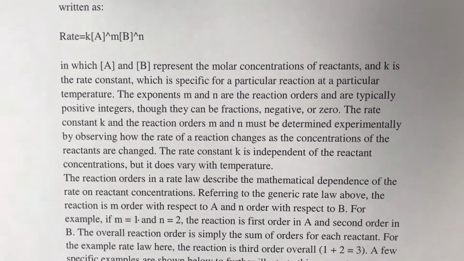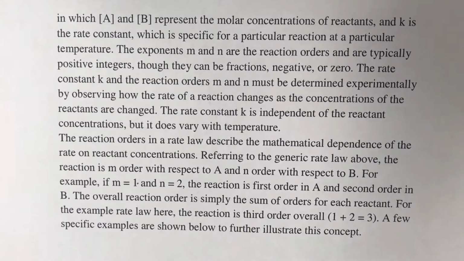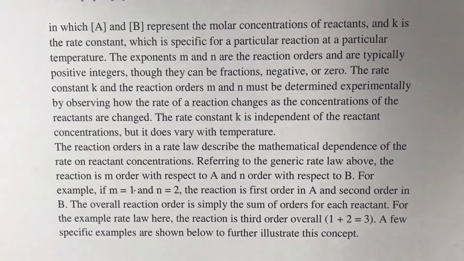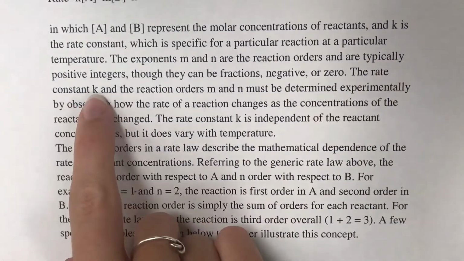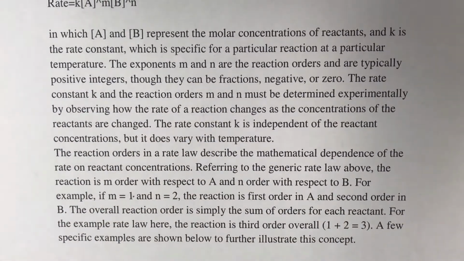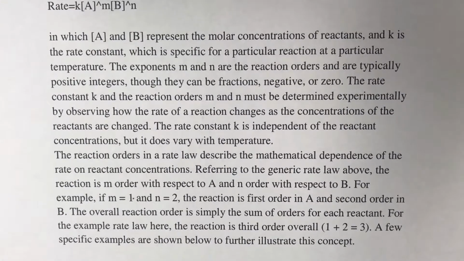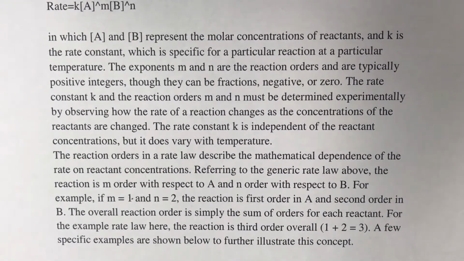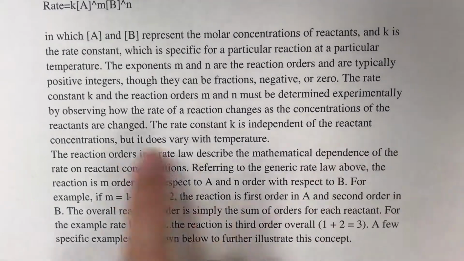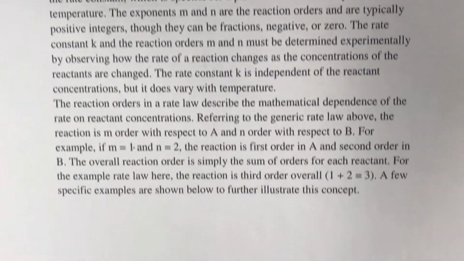The exponents m and n are the reaction orders and are typically positive integers, though they can be fractions, negative, or zero. The rate constant k and the reaction orders m and n must be determined experimentally by observing how the rate of the reaction changes as the concentrations of the reactants are changed. The rate constant k is independent of the reactant concentrations, but it does vary with temperature.